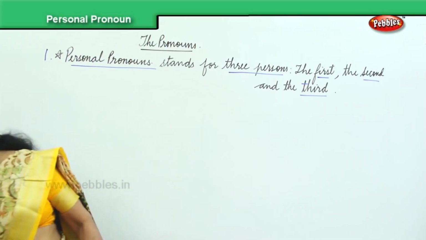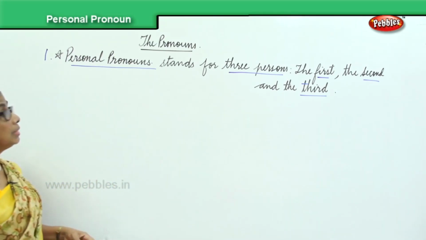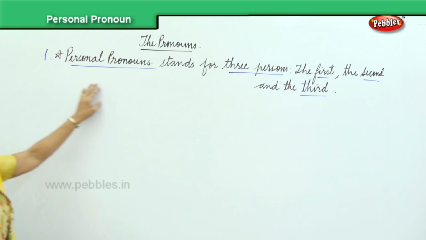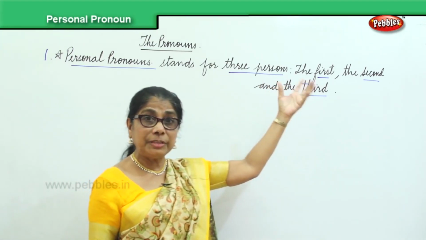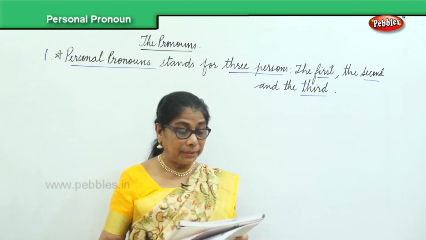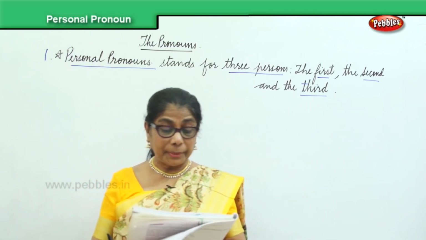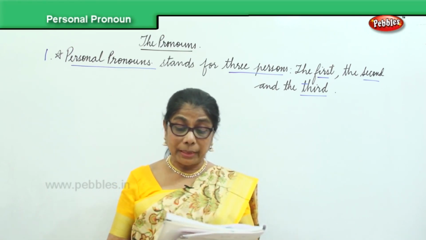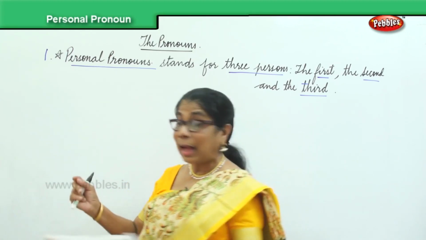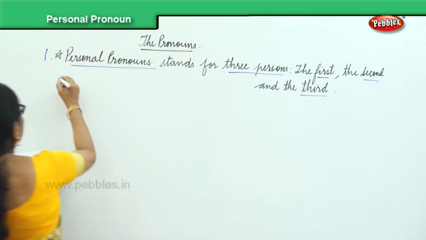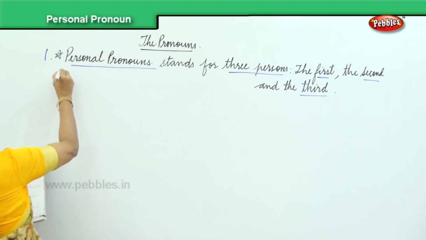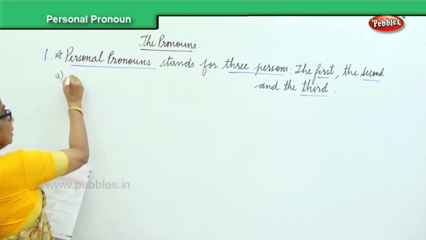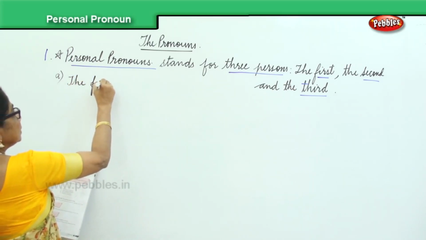Pronouns have 9 separate divisions, and we are doing the first of its kind. Personal pronouns stand for 3 persons: first person, second person, and third person. So we are doing the first person. The pronouns which refer to the person or persons speaking are in the first person.